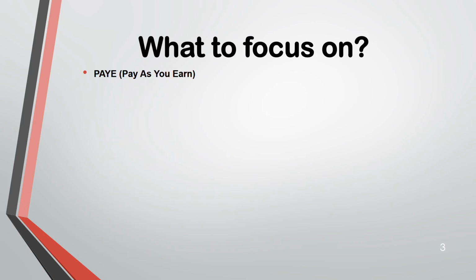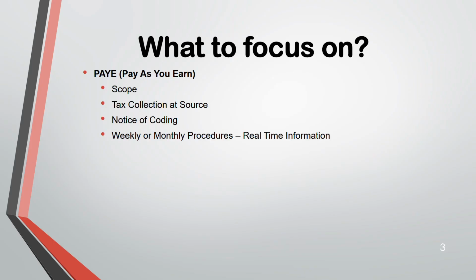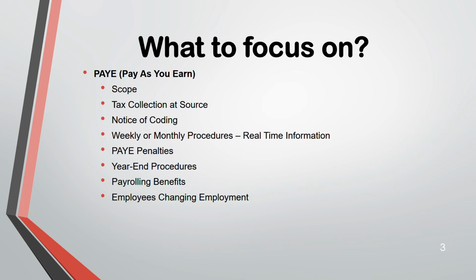Moving on to PAYE. What is the scope? Tax collection at source, the notice of coding, weekly or monthly procedure, the real-time information, the penalties, year-end procedure, payrolling benefits, employees changing employment. Then finally, we are going to see how much of the syllabus we have covered. We are going to summarize the entire lecture and the technical articles. What are the technical articles? You have to read them for this lecture.